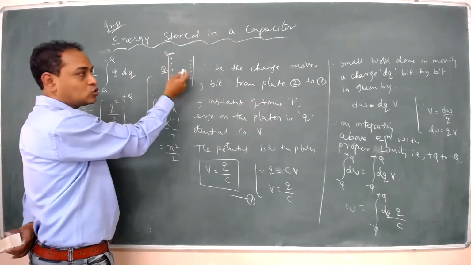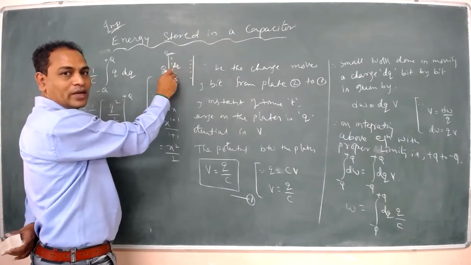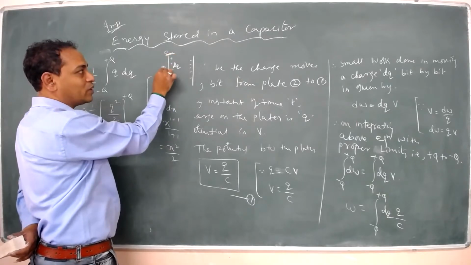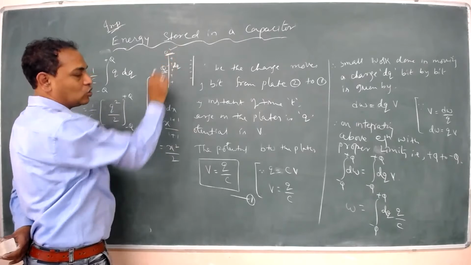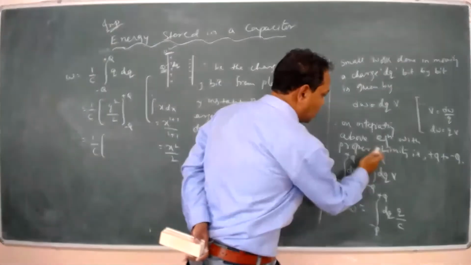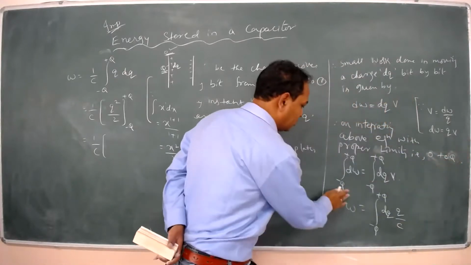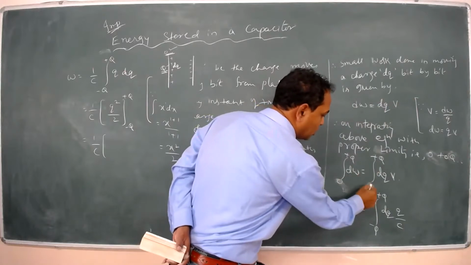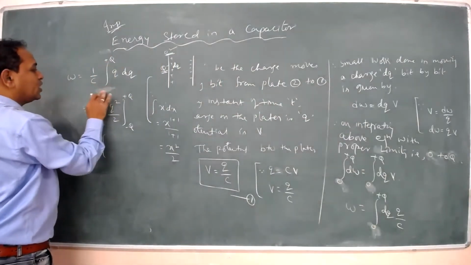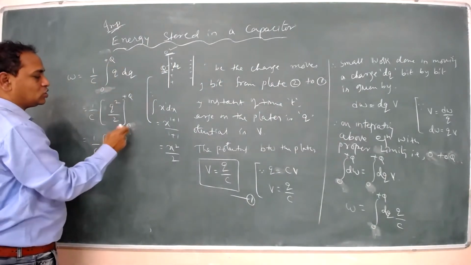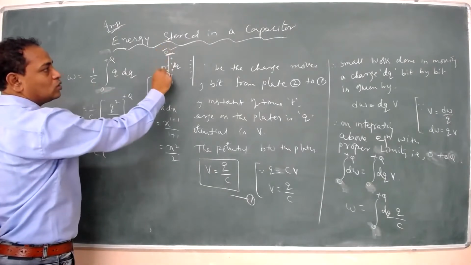Initially no charge, so bit by bit I am storing here. That is dq first, again dq like that. Finally this became capital Q charge. So I have to integrate this equation between 0 and Q. That is 0 to Q, not minus Q. Here we have to integrate the above equation within the limit 0 to Q, not minus Q. Why? Because the charge starts from 0 to capital Q.